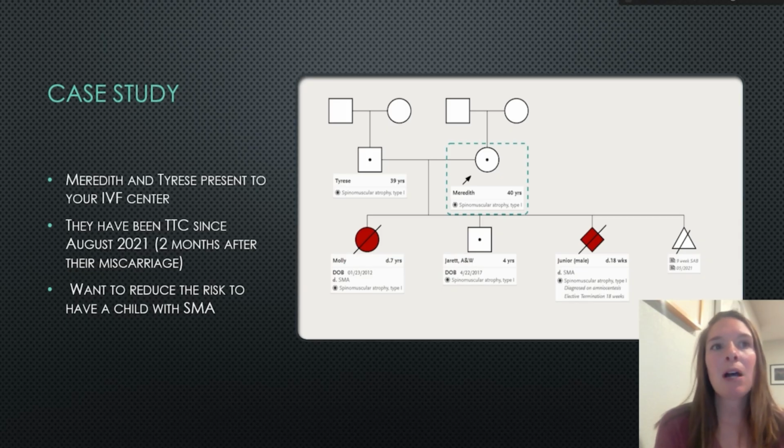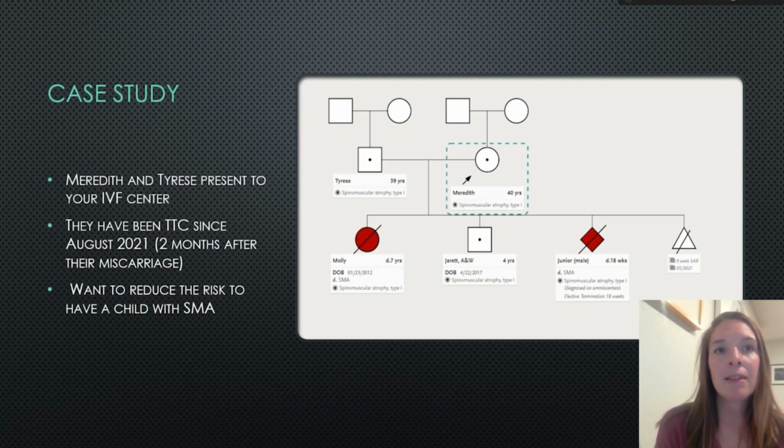We learn that their names are Tyrese and Meredith Chen. They are 39 and 40 years old, and they are both carriers of spinal muscular atrophy. You take a family history from the couple and you learn that they had a daughter named Molly who passed away from spinal muscular atrophy. She was the first person diagnosed with spinal muscular atrophy in the family. And it was after her diagnosis at 7 months that Tyrese and Meredith had testing and found out that they were carriers of SMA. Unfortunately, Molly passed away when she was 7.